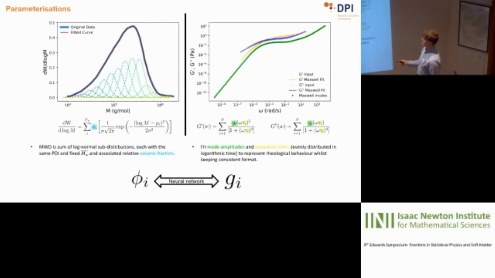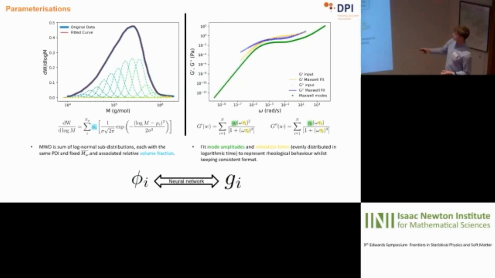But how do we represent these data forms to the neural network? For the molecular weight distribution, we have a sum of log normal or log Gaussian subdistributions, which are just imaginary components, but some of which can represent any broad polydispersed molecular weight distribution that we like. And we fix the mean molecular weights of each of these subdistributions so that all the neural network sees is the relative volume fraction of each.